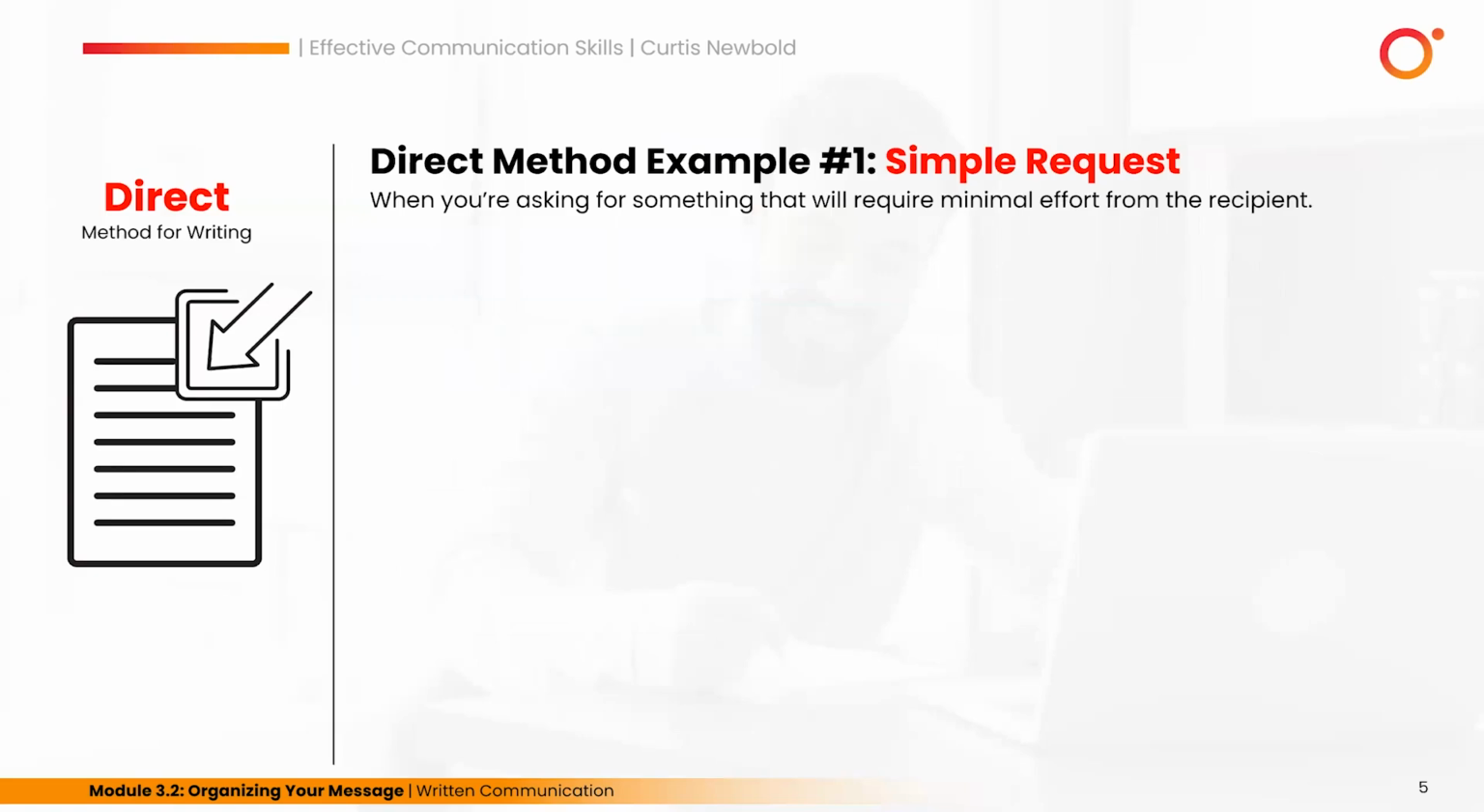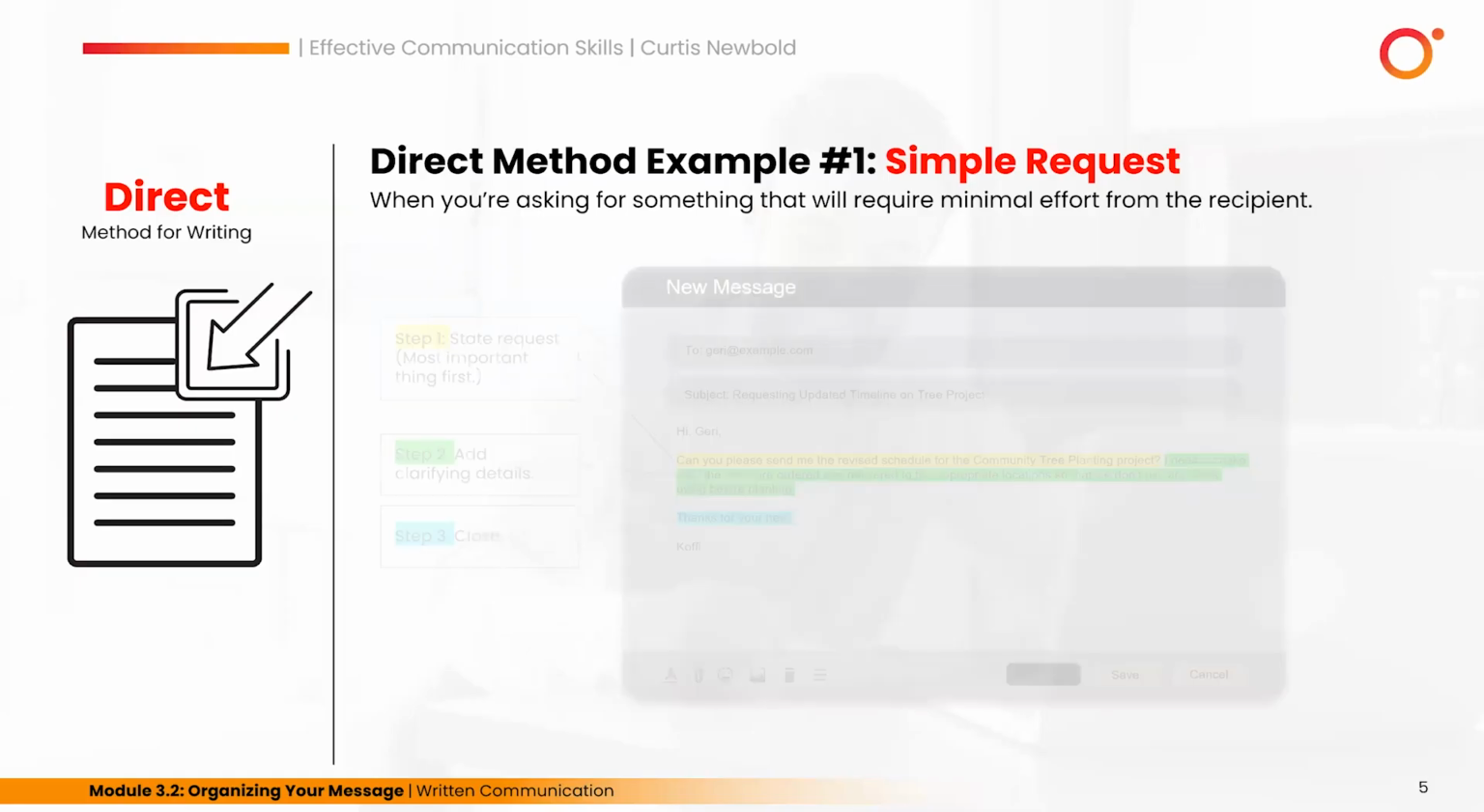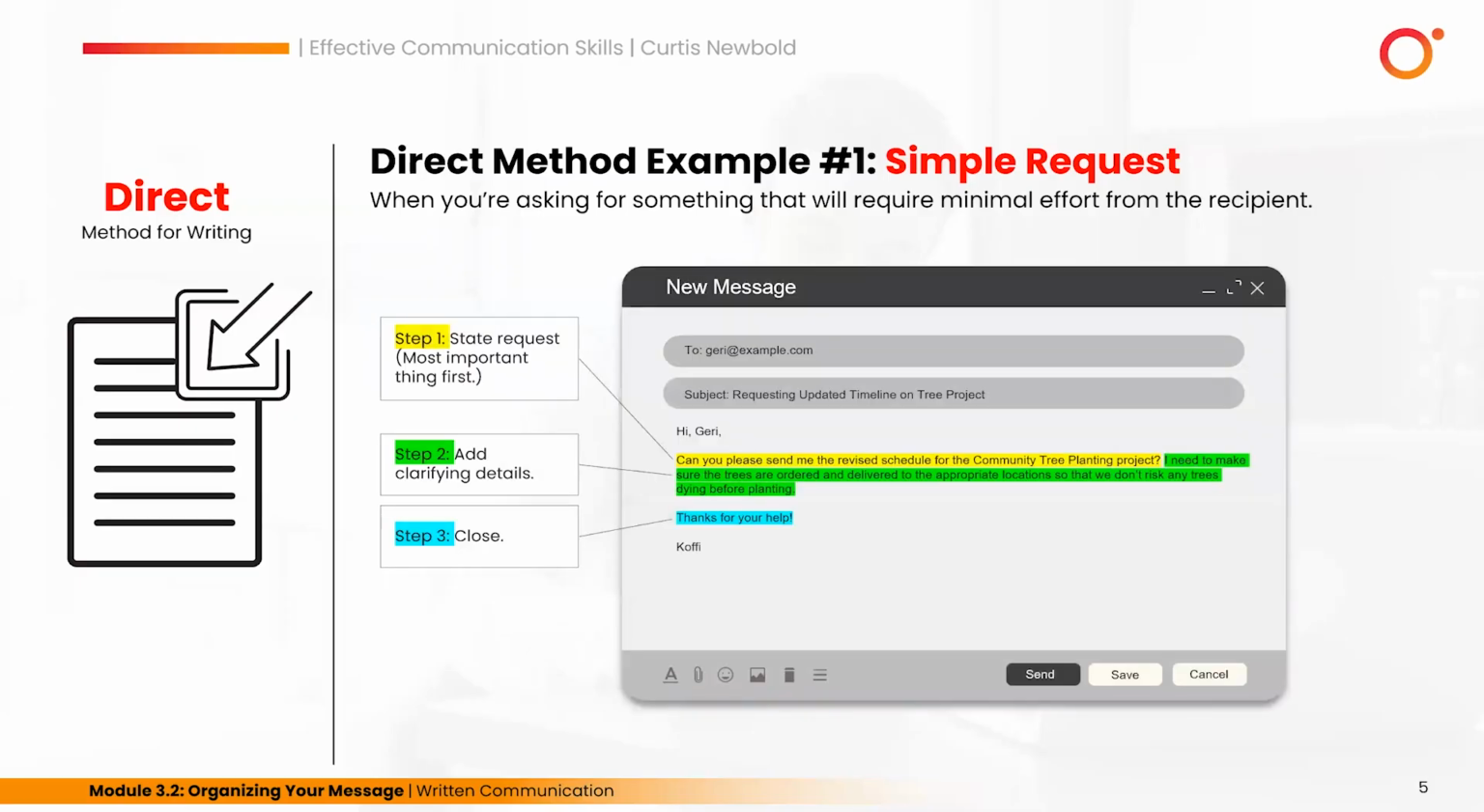Direct method example number one is a simple request. When you're asking for something that will require minimal effort from the recipient, you use the direct method for writing. An example would look like this. Step one, you state the request, which is the most important thing first. In the email you can see: Hi Jerry, can you please send me the revised schedule for the community tree planting project? That's the most important thing first.